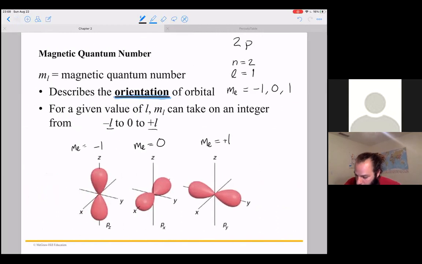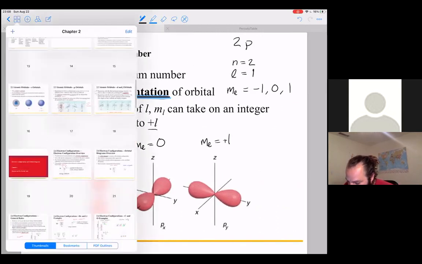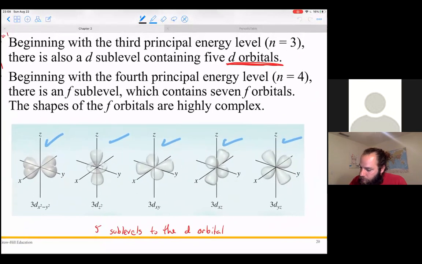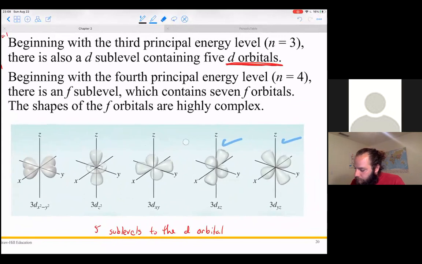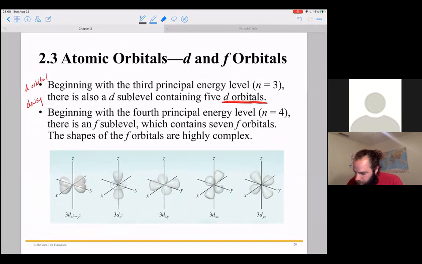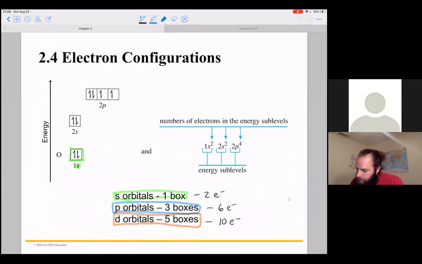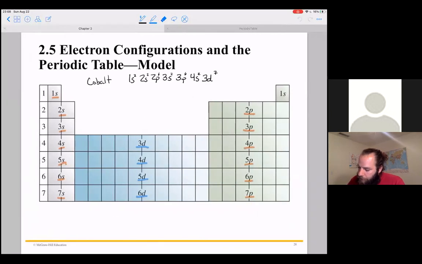Let's real quick go back and do this for the d's as well. These were all the different d orbitals, or d sublevels, that we could have. If we look on our chart, we see that the 3d is the smallest d orbital, right?